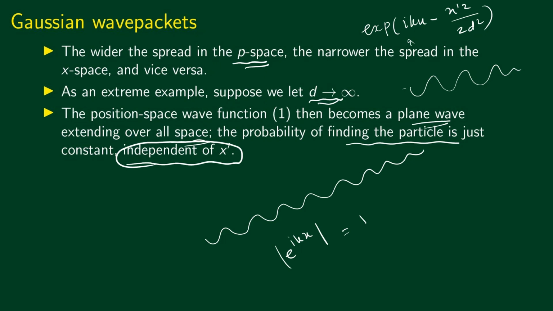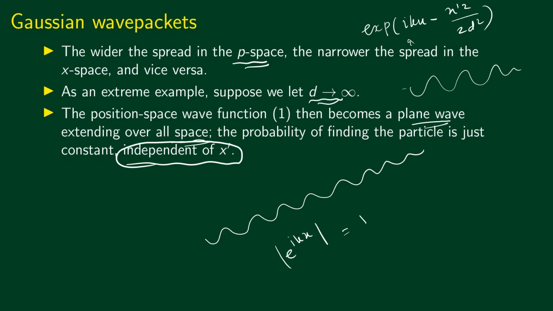But this cannot be true, because if the probability is constant everywhere, then the total probability will not be 1. There's no way that you can make the total probability equal to 1. So we say that such wave functions are non-normalizable. They are quite useful, but you cannot really attach a physical system to this wave function. So the position space wave function becomes a plane wave extending over all space, and the probability of finding the particle is constant, independent of x prime.